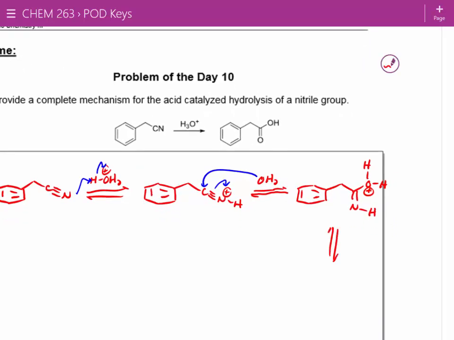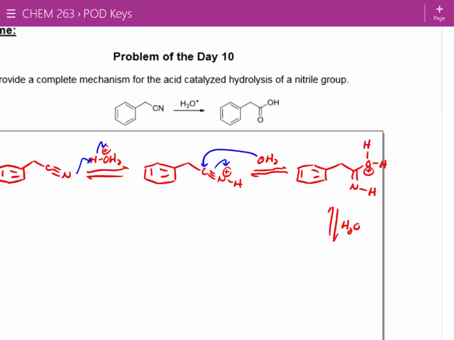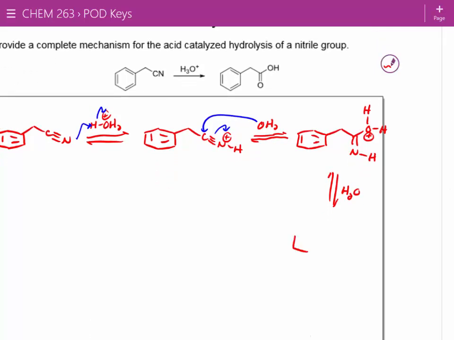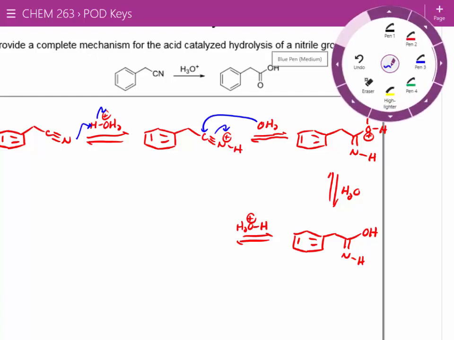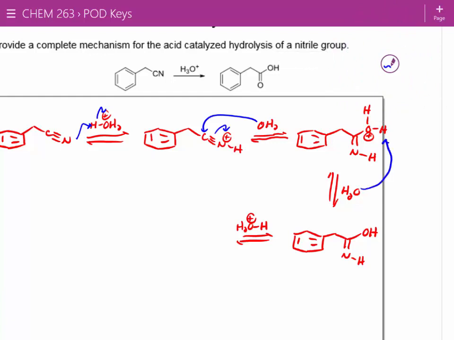We can deprotonate this with water to get the proton off of the oxygen. Turn that into an alcohol. I'll fill in my arrows here in a bit. And now we've recreated hydronium. What do you think the hydronium is going to do? Protonate the nitrogen. So in this case, we're just doing a proton transfer. Move electrons over.